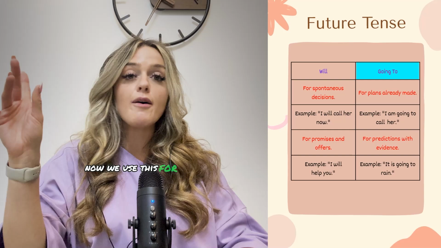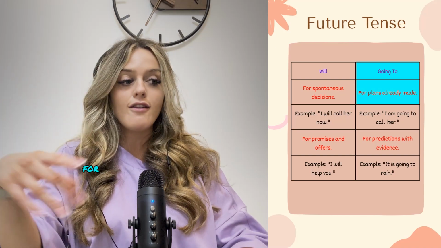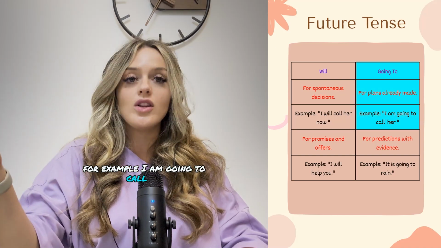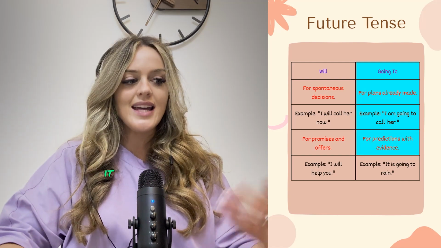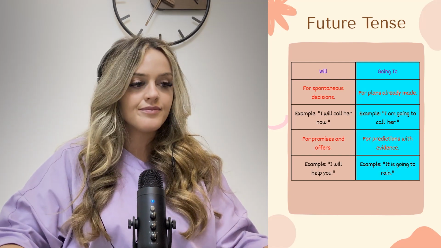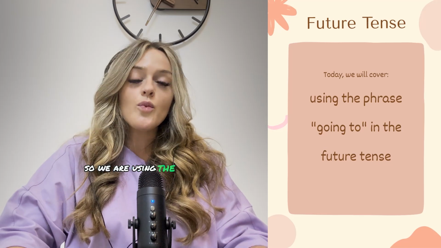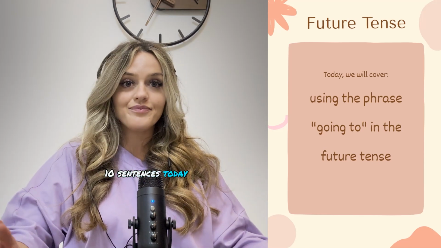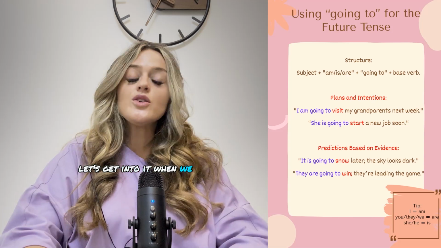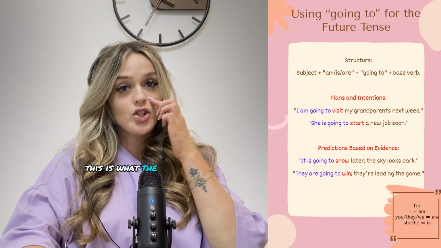Now, we use this for plans already made. For example, I am going to call her. And we use it for predictions with evidence. It is going to rain. So, we are using the words going to in our future tense sentences today. Let's get into it. When we use going to in a sentence, this is what the structure looks like.